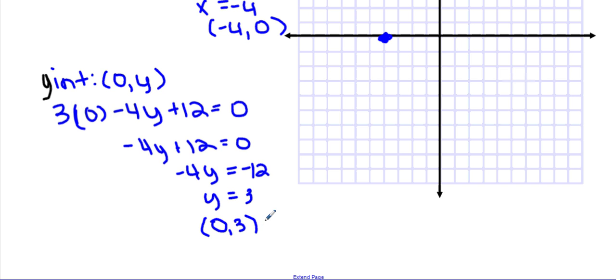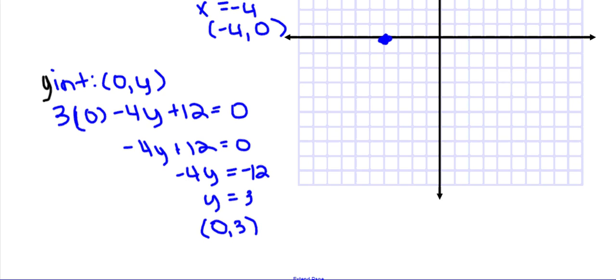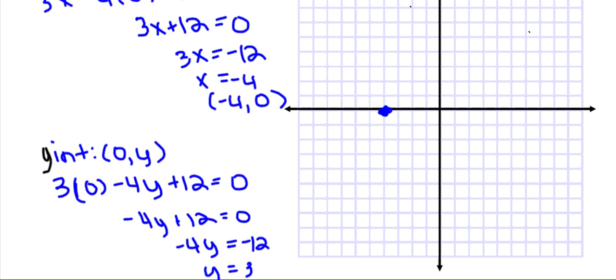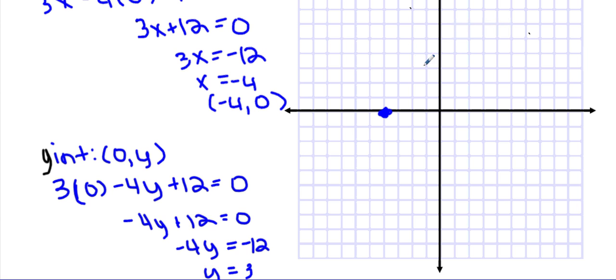And therefore a y-intercept of 0, 3. On my coordinate plane, to graph that, I'm going to move over 0, but up 3 to plot my y-intercept. And lastly, I can just connect my 2 points together to have the straight line for my function.